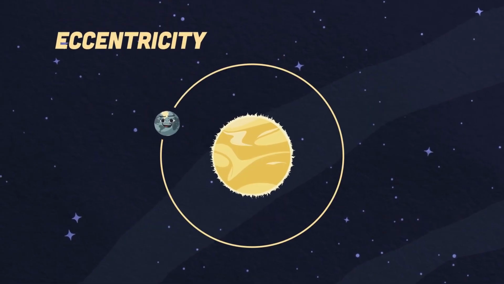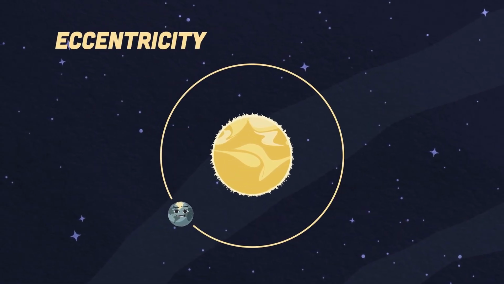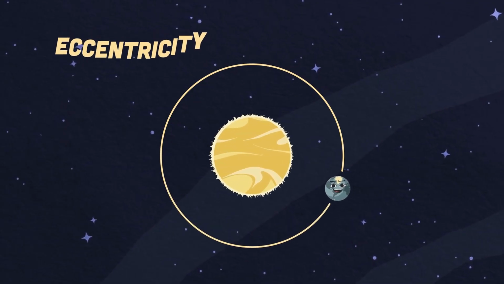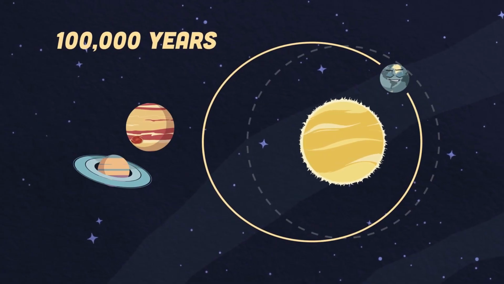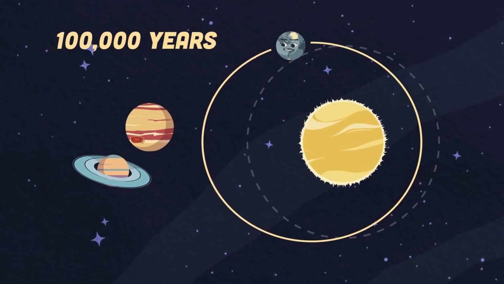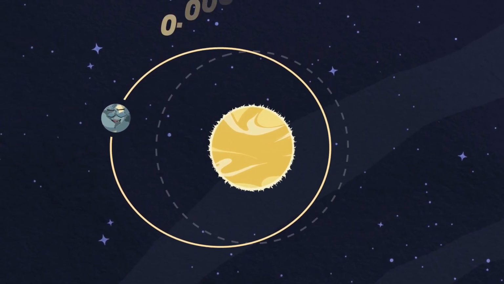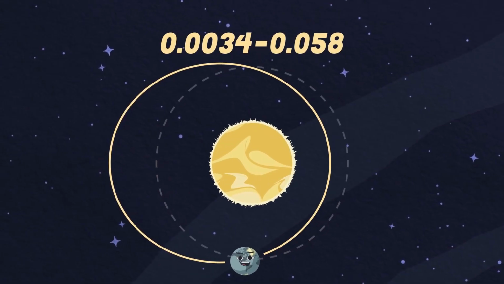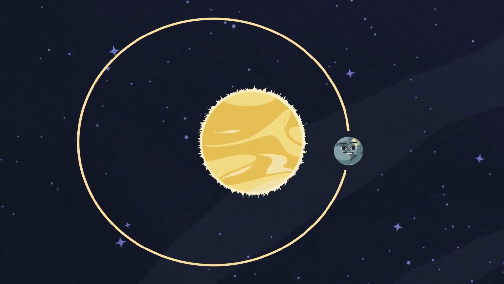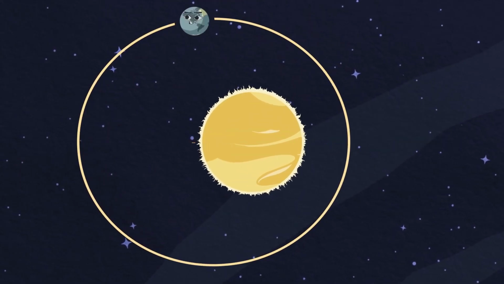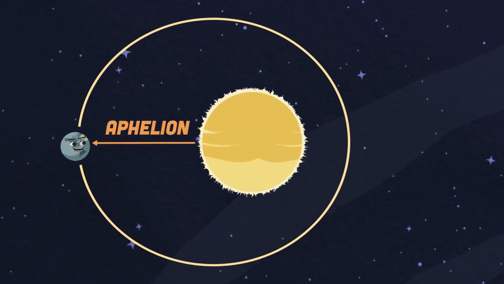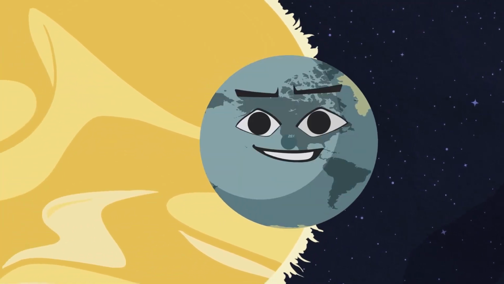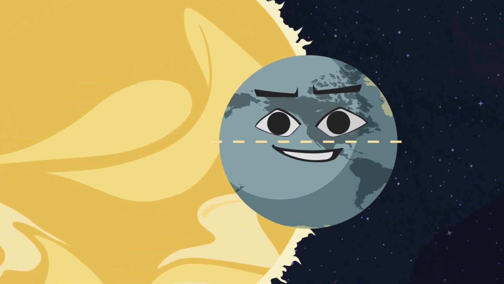The first cycle is called eccentricity, which has to do with the shape of Earth's orbit over time. Every 100,000 years the Earth's orbital path does change due to the pull of gravity from Jupiter and Saturn. Earth's orbit varies between 0.0034, almost a perfect circle, and 0.058, which is slightly elliptical. The Earth's closest approach to the sun is called perihelion, and its farthest distance is called aphelion. This cycle creates a 25% difference in solar radiation between the southern and northern hemispheres.